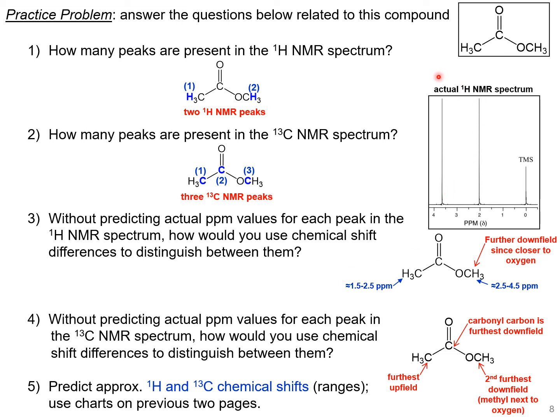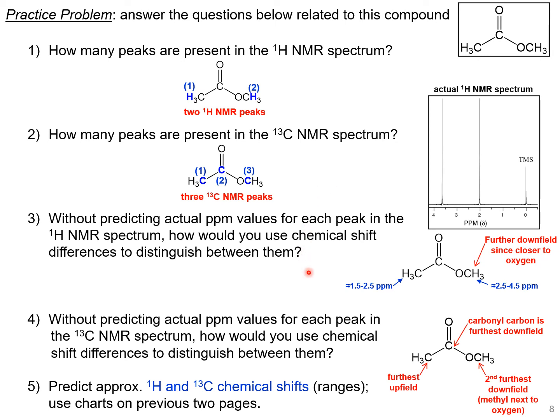This is the actual proton spectrum for this molecule, and you can see that the rough estimates for chemical shifts are followed. This methyl appears at about 3.6 parts per million, and this methyl appears at about 2 parts per million.